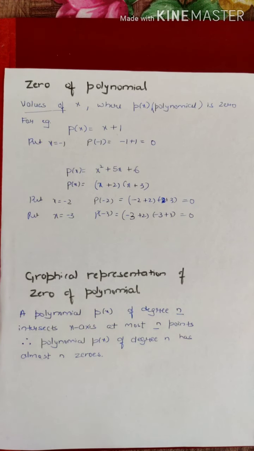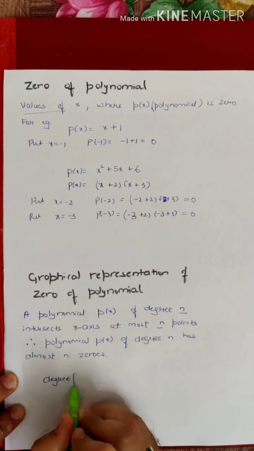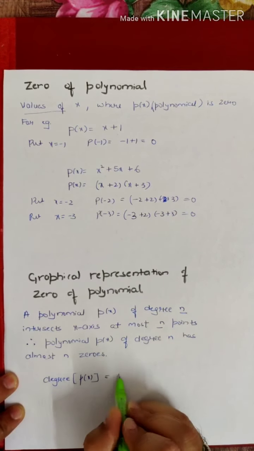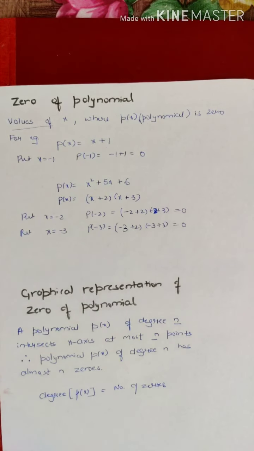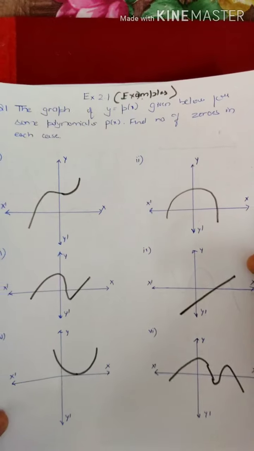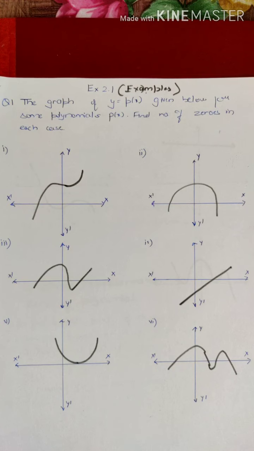So the number of times the polynomial graph or the curve intersects the x-axis is equal to the number of zeros, or the number of solutions, or the number of roots. So basically the degree of any polynomial is equal to the number of zeros. Now we need to study this with the help of the graph. So we'll start with some examples given in our NCERT book. They say the following graph is for y = p(x), given below for some polynomials p(x), find the number of zeros.